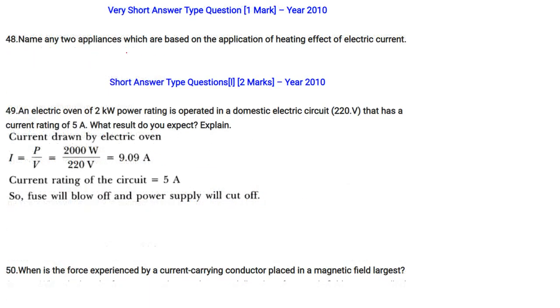Name any two appliances which are based on the application of the heating effect of electric current. Room heater and geyser follow the heating effect of electric current.